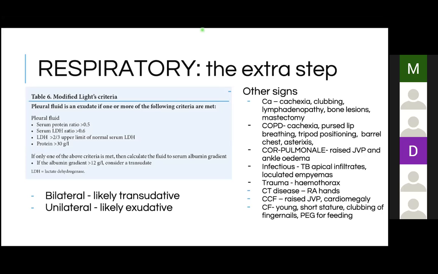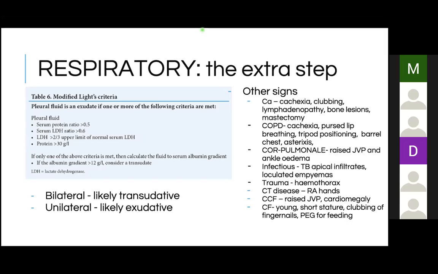And then in COPD, you could see cachexia, pursed lip breathing, tripod positioning, because basically they're trying to increase their intrathoracic area, barrel chest, asterixis. And then in cor pulmonale, you could have a raised JVP and ankle edema. In infectious causes, so if there's TB, it could be apical infiltrate, so you could hear something in the apices of the lung. There could also be loculated empyemas, so empyemas when there's presence of pus.